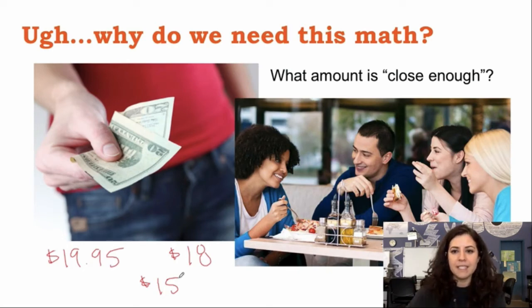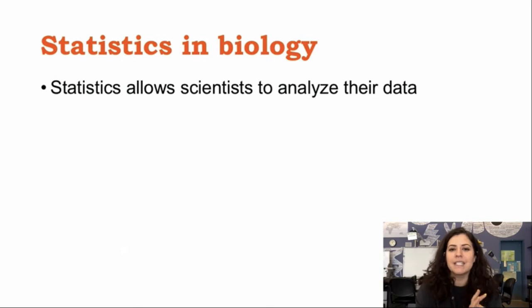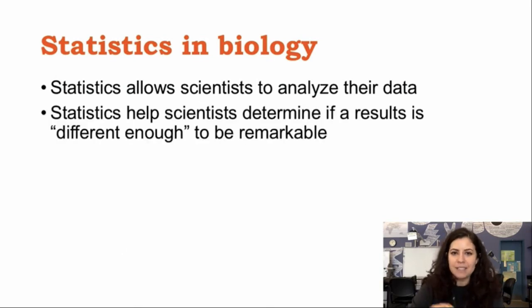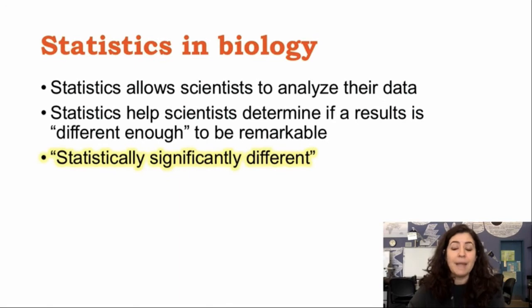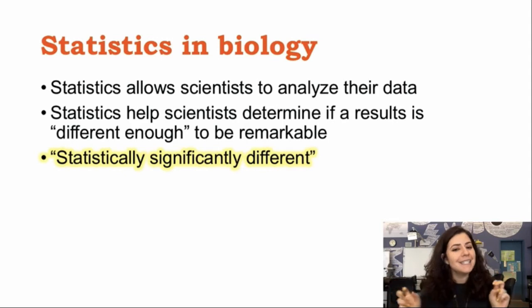And so a lot of this is going to come back. So in biology, how we're going to use statistics, biologists use statistics to analyze their data. And what that means is they'll be able to say, take two groups where they have done some manipulation and measured some outcome, and then statistics is going to help scientists figure out, are those groups different enough to be remarkable? And if they are, we are going to use this very fancy and jargony scientific term, which is statistically significantly different. And that just means that we use statistics to help us say, this difference seems to actually be important.